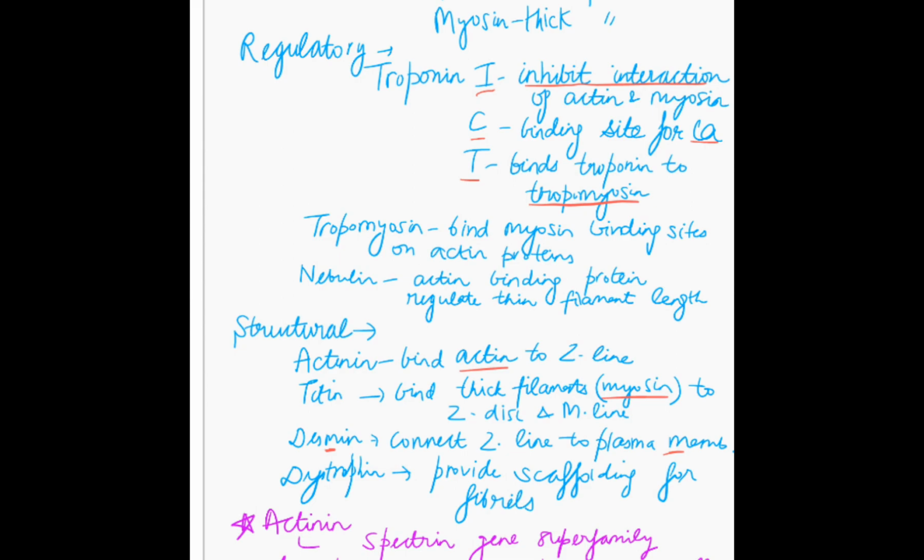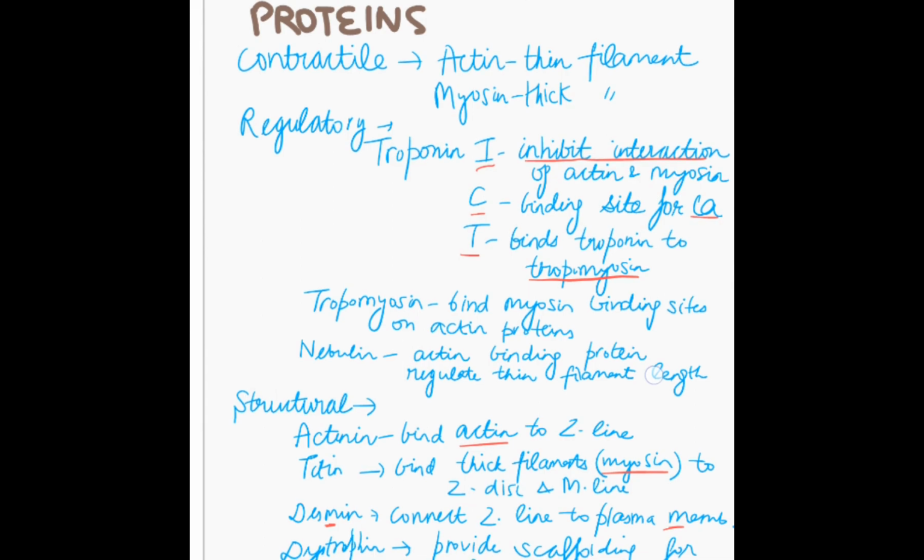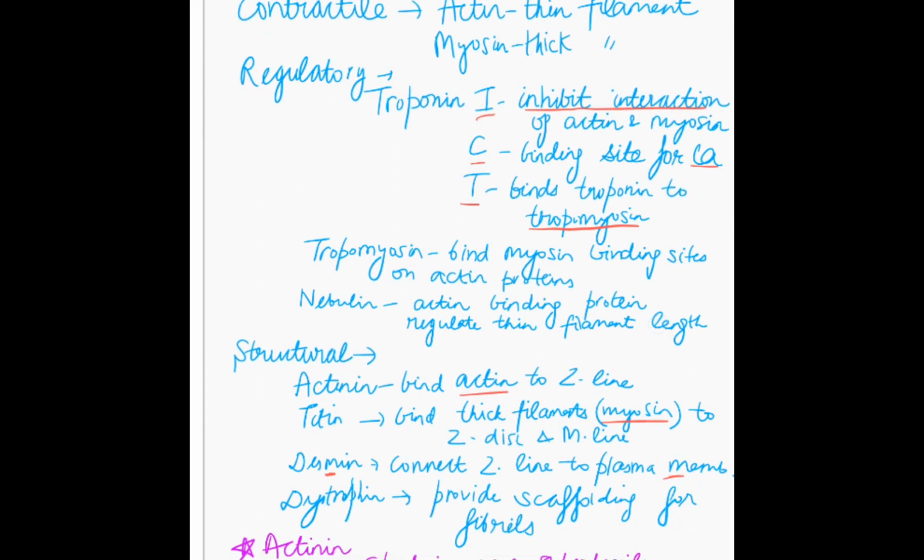And titin is the protein which is involved in cardiomyopathy, dilated cardiomyopathy. Then desmin. Desmin is connecting the Z line to the plasma membrane. In desmin, M is coming, so it is connecting the Z line to the plasma membrane. Then is dystrophin. Dystrophin provides scaffolding for the fibrils. Okay, so we are done with the proteins. Contractile is actin and myosin. Regulatory is troponin, tropomyosin and nebulin. And in the structural we have actinin, titin, desmin, dystrophin.